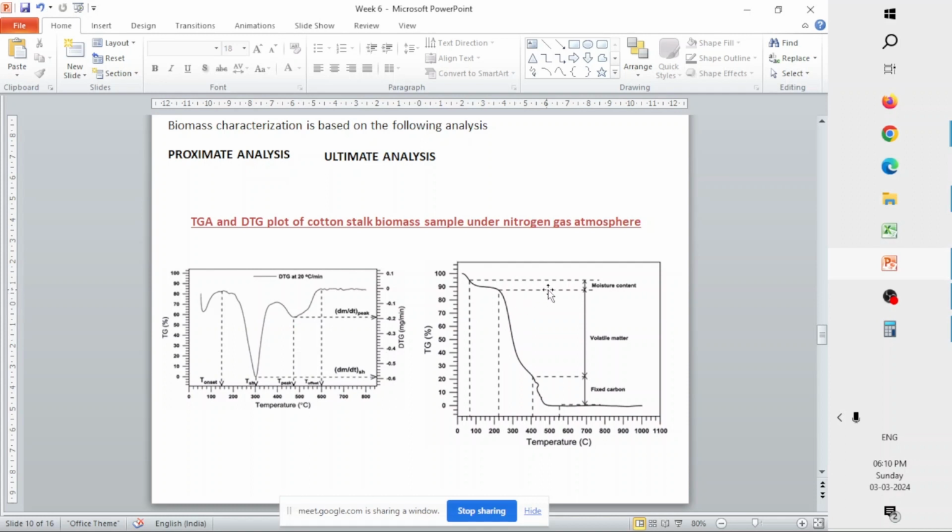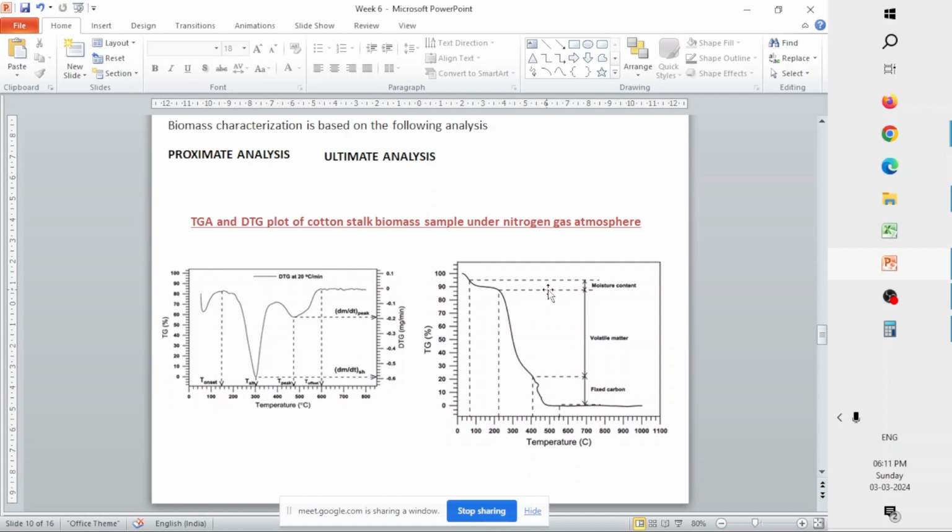So you want to avoid those, because then you will not be able to characterize your material or know the percentage of volatile matter present in it. That is specifically the reason why we use the nitrogen gas atmosphere.